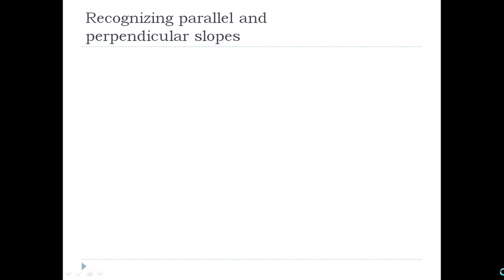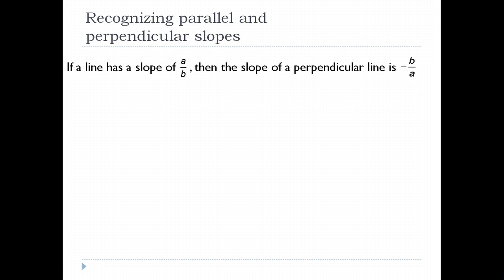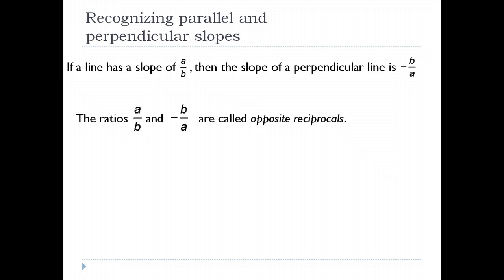So if we want to do an exercise recognizing parallel and perpendicular slopes, if a line has a slope of A/B, the slope of the perpendicular line is -B/A. If we were to multiply these two fractions together, we would get -1. The ratios A/B and -B/A are called opposite reciprocals.